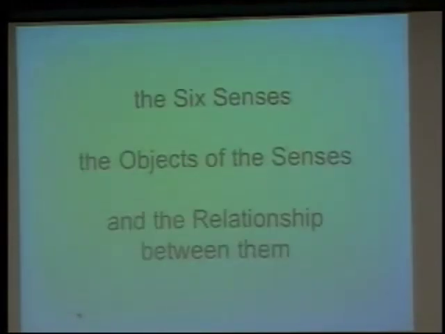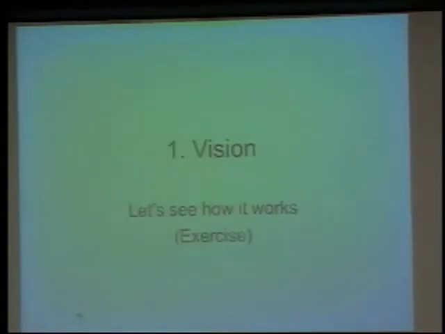In experience, what you have are, for the body and the mind, your six senses, the objects of the senses, and the relationship between the sense and the object, and we'll see how that works. Okay, what's the first sense, right? Vision, your eye. Okay, now it says, well, actually, let's do it before we look at what it says.